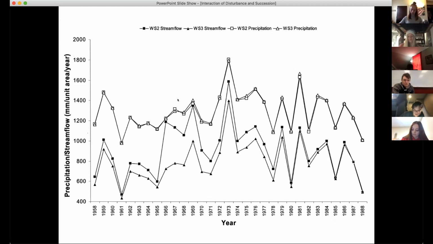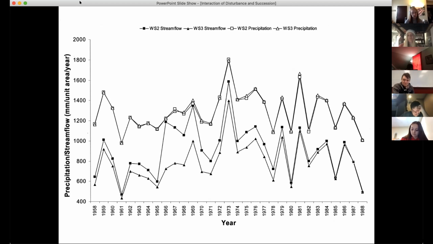Okay, anybody ever hear of a thing called transpiration? Nope, transpiration. Okay, transpiration is the loss of water through the leaves of plants as they go through photosynthesis.